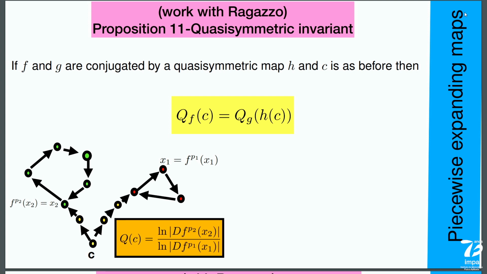You have two maps that are conjugated by a quasi-symmetric map. So the corresponding quotients of the Lyapunov exponents are exactly the same. So that was a little surprising for me. And this implies the following.